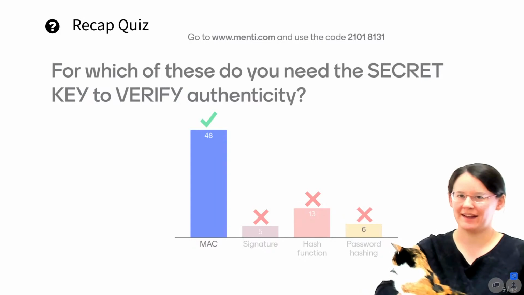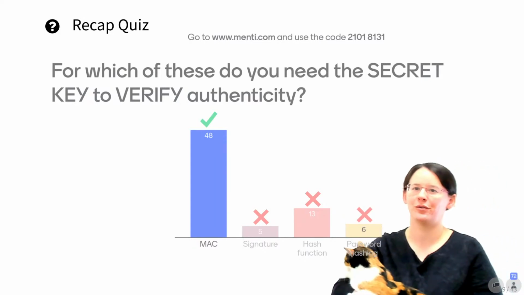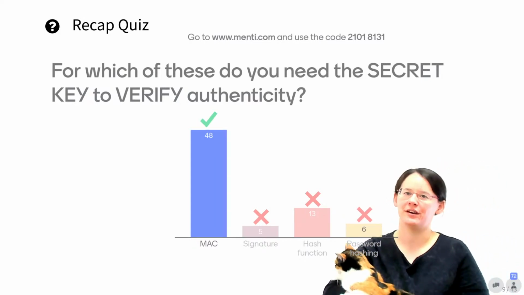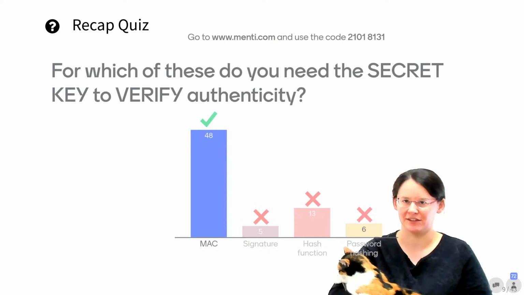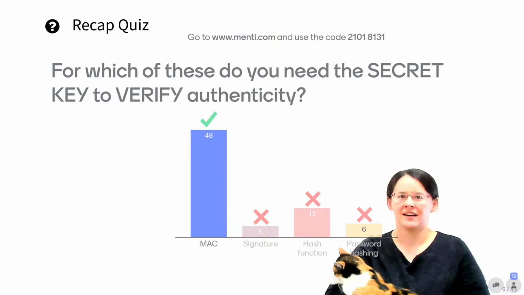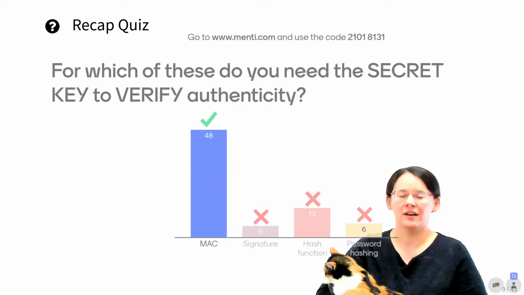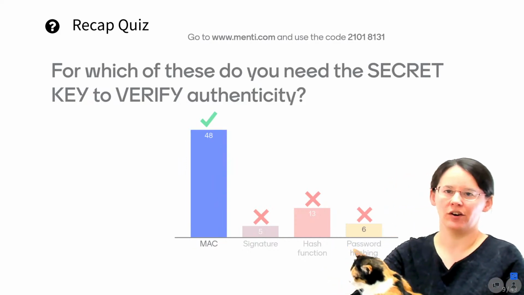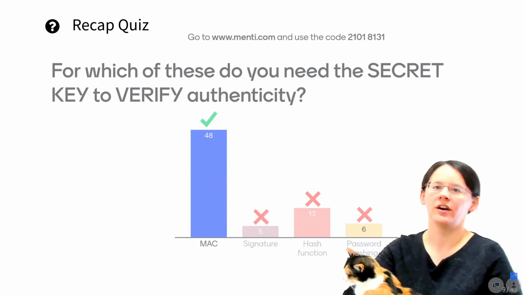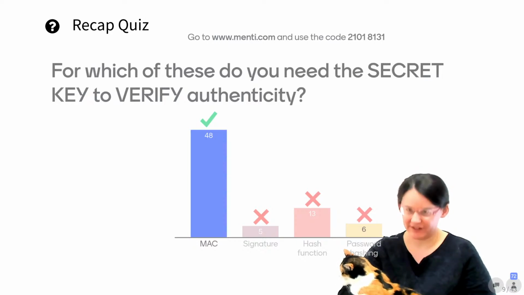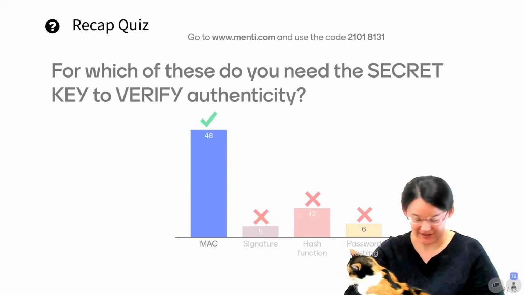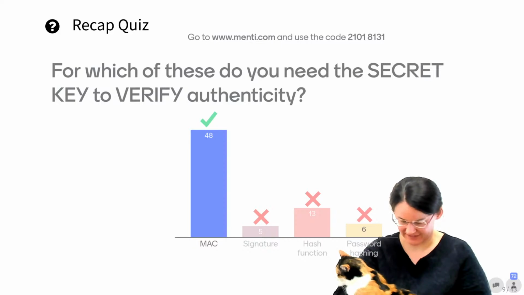Yes, indeed, the MAC is correct. So for both proving and verifying the authenticity, you need the secret key in a MAC. For the other ones, either you don't need the key at all, like in hash functions, or you only need the key to generate the tag, like in signatures.